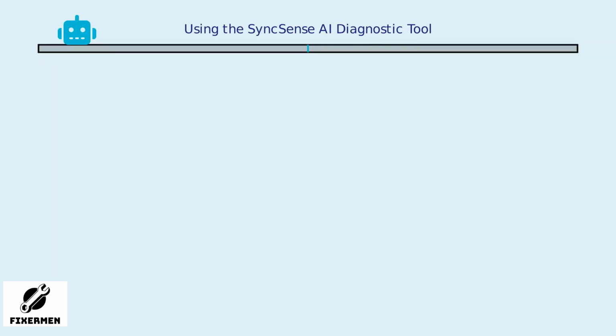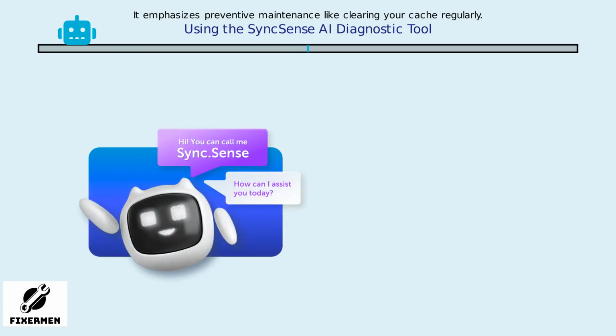SyncSense AI automates troubleshooting by scanning Outlook logs and suggesting specific fixes. It emphasizes preventive maintenance like clearing your cache regularly. We'll demonstrate how to access and use this feature. The AI tool works by analyzing your Outlook's activity logs to identify patterns that cause sync issues. It then provides targeted recommendations, such as rebuilding cache files or adjusting account settings. To demonstrate, here's the SyncSense Assistant interface. The friendly robot helps guide you through the process. One common suggestion is to clear the cache, as shown in this example.